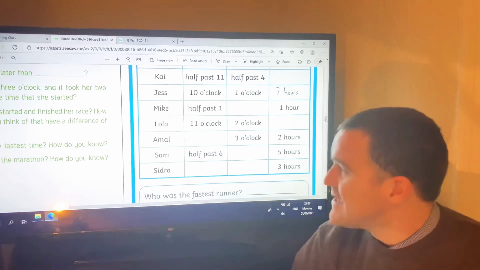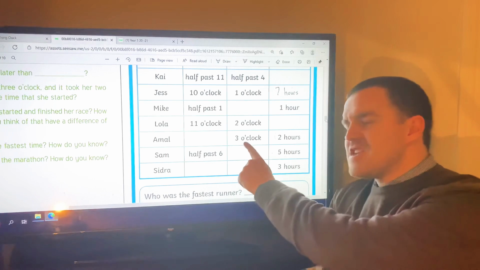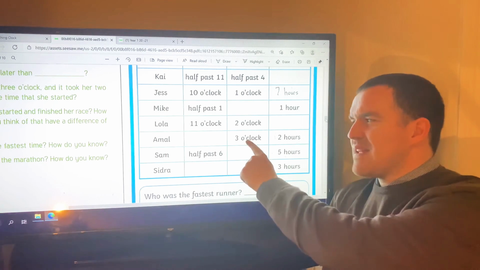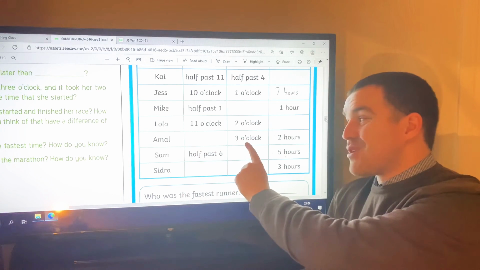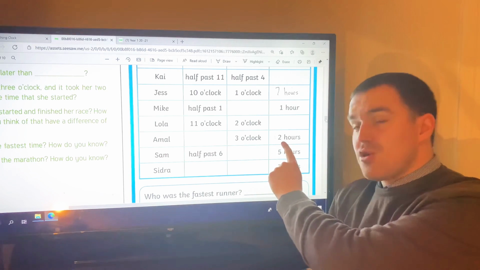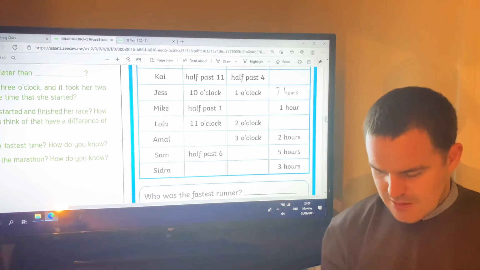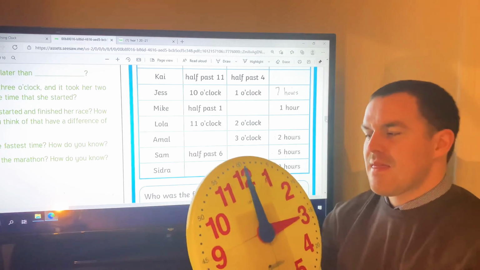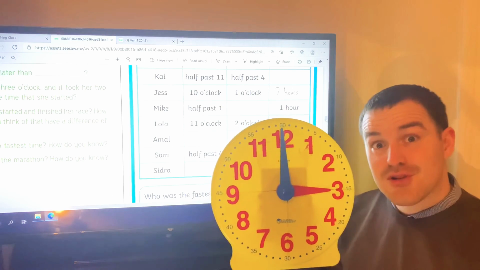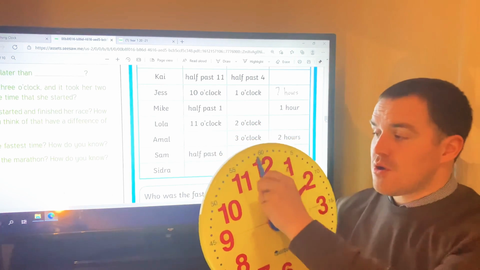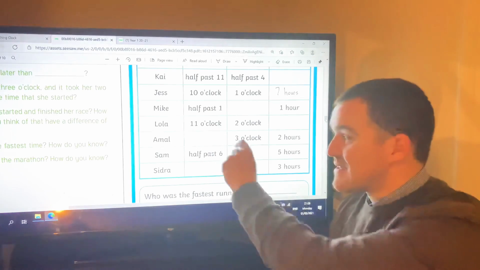Then you've got some of these towards the bottom where it's really difficult. It starts giving you missing things. So this one, she finished at 3 o'clock. It hasn't given us her start time. Amal has finished running at 3 o'clock and it took her 2 hours. So what you're going to have to work out is, what was 2 hours earlier than 3 o'clock? So I'm going to put my clock on 3 o'clock. This is when Amal finished. So before she started, we need to go backwards 2 hours. So we need to go anti-clockwise. So I'm going to go 1 hour, 2 hours. She must have started at 1 o'clock, and you fill in the missing bits of the table.